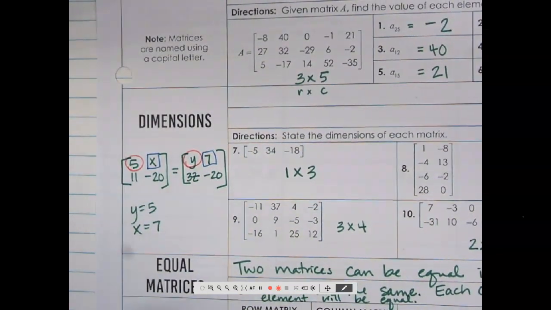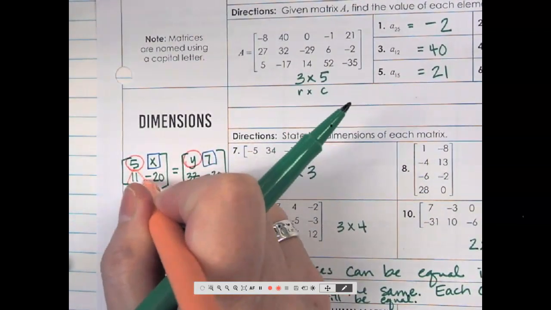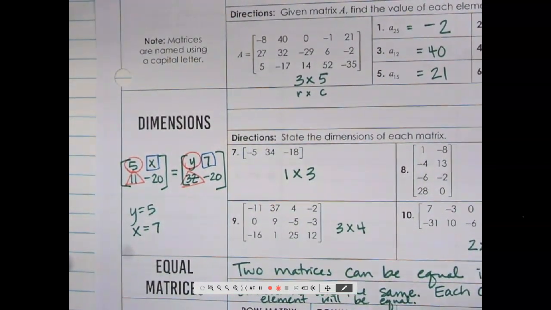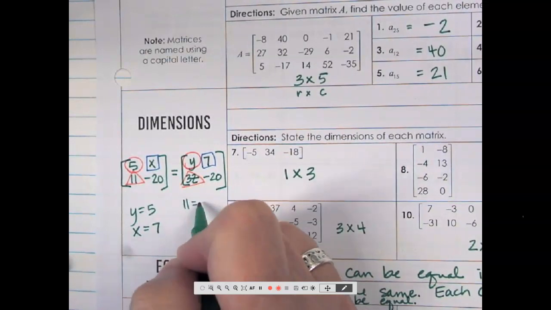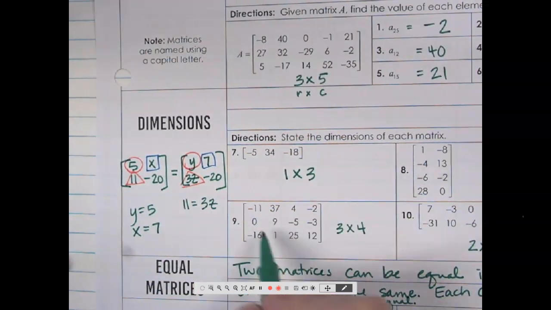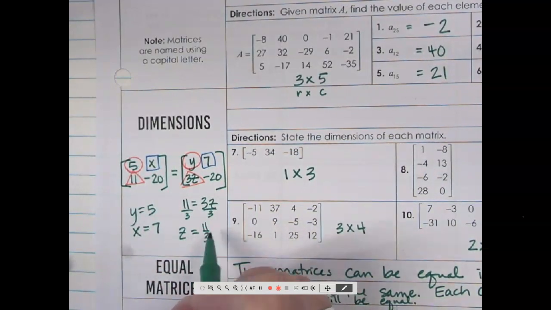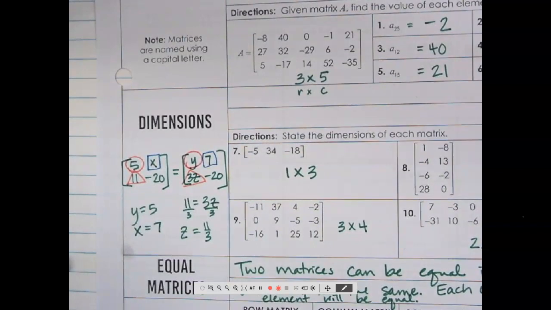Occasionally we use equations like this to solve for variables. Then the last one, we'll use orange. This is in the second row, first column. It would have to equal what's in the second row, first column. So I would say 11 equals 3z. Divide by 3, and z is 11 thirds. So that's what I mean by the corresponding elements would be equal. Things in the same location would have to be equal if the matrices were equal to each other.